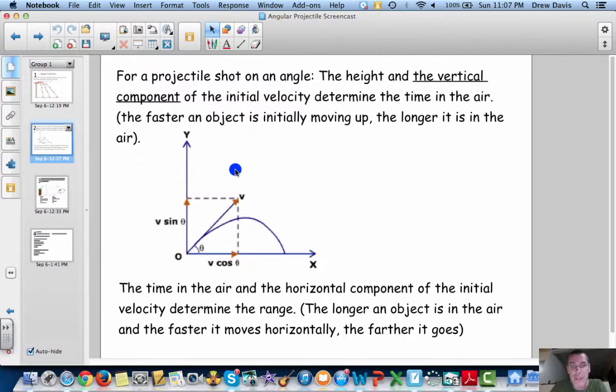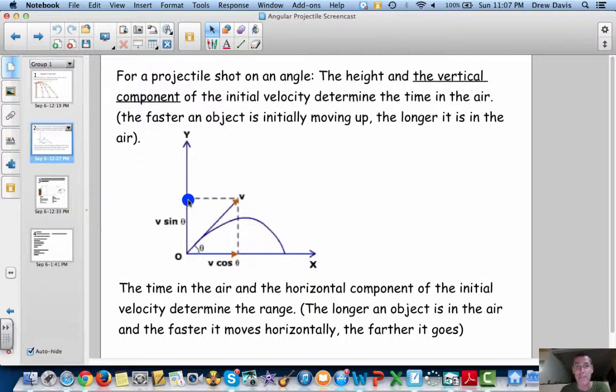So let's take a look at it. For a projectile shot at an angle like this picture here, there are two things that determine the time in the air. The one is the same as horizontal projectiles, it's the height. How high is the projectile off the ground when it was released? But the second thing is this vertical component of the velocity. How fast is it going in the upward direction when it's released? The faster it's going, the longer period of time it's going to be in the air.